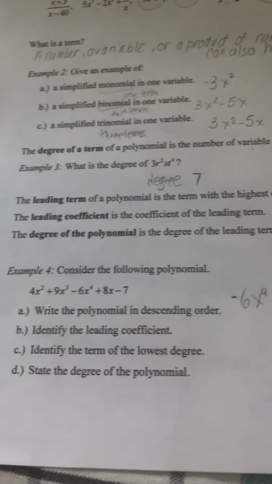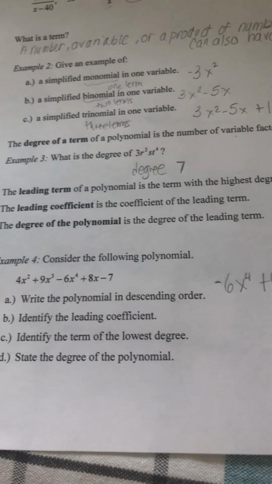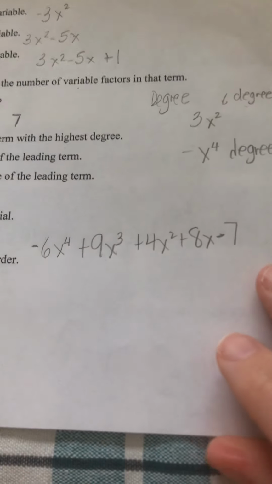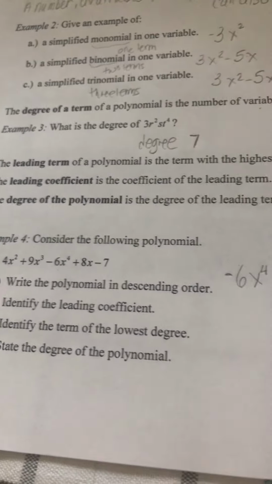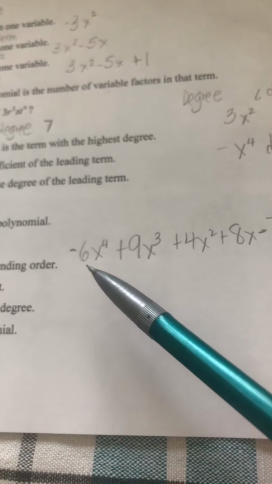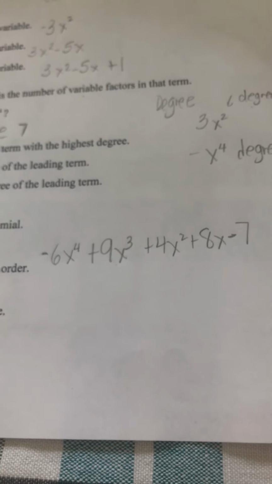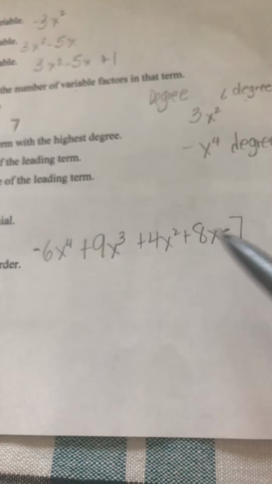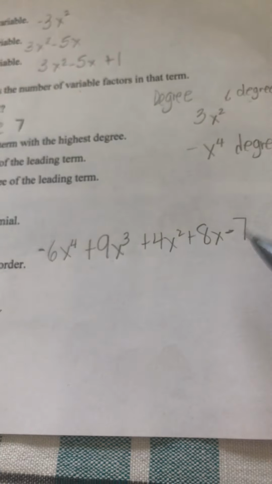This is writing it. Let me just check the signs. This is writing it in descending order. And yes, make sure you get the signs correctly. So if the 7 was negative here, it needs to be negative down here. The 6 was negative up here, it needs to be negative down here. Okay? This is called descending order. It's from highest exponent to lowest exponent.